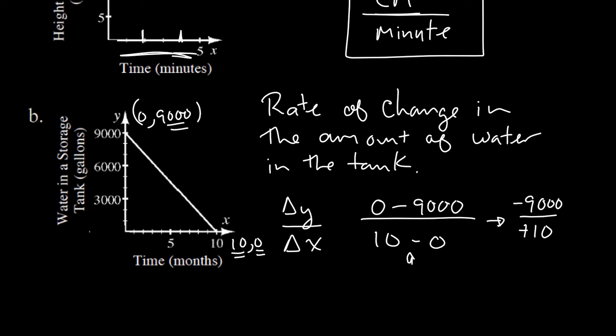So I'm left with a slope of negative 900. And the units for that are gallons per month. So this tank is being depleted by 900 gallons every month.